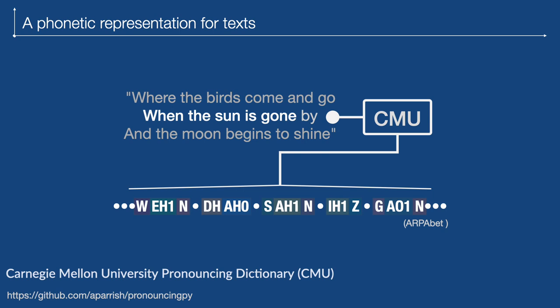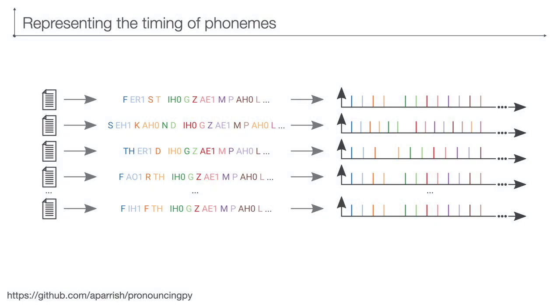This can be done using the phonetic representation ARPAbet, which uses a pronouncing dictionary that's implemented in a package, and basically it converts any type of text into a phonetic representation. So now that you have a way to convert text documents to a series of phonemes, we may also want to represent the rhythm.